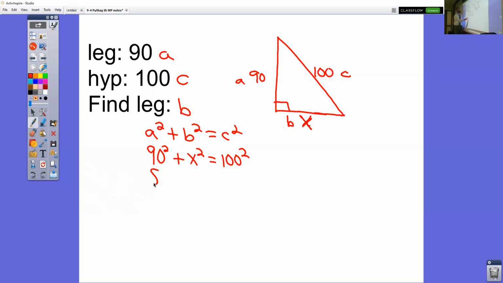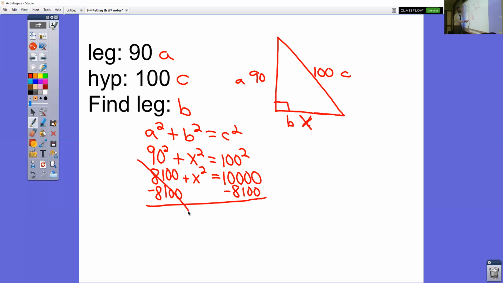90 squared is 90 times 90, which is 8,100. Bring down your plus sign, bring down your X squared, bring down your equal sign. 100 squared is 100 times 100, which is 10,000. Now it's just like solving a one-step equation. We're trying to get the X squared all by itself. So minus 8,100, minus 8,100.